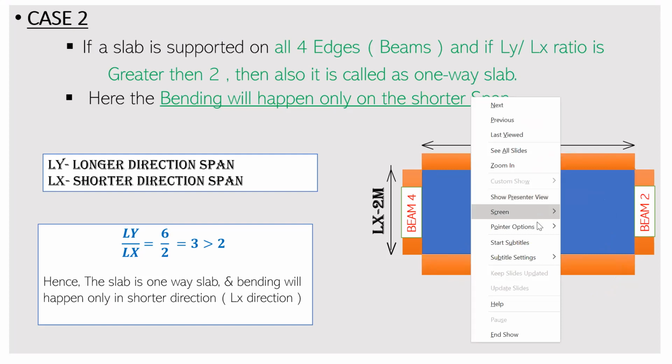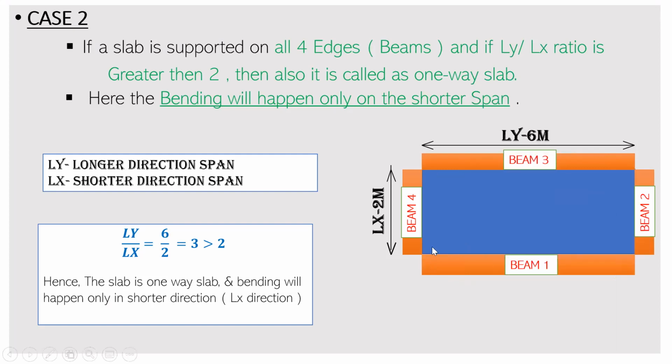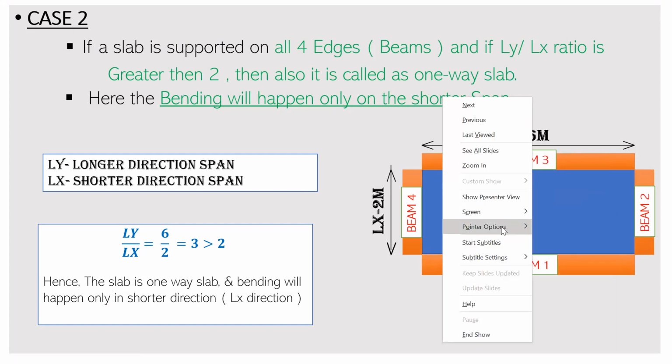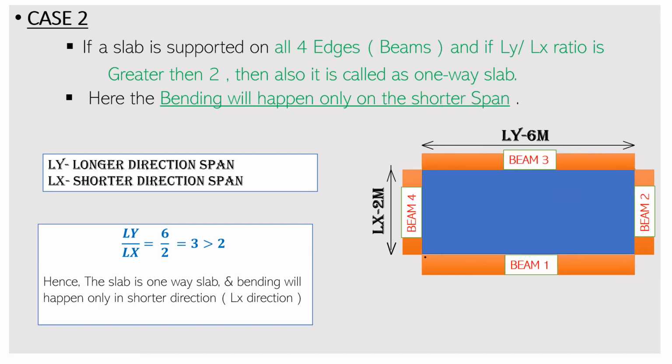So on this, here what happens, a slight bending will happen, only this much amount of bending, whereas the entire middle portion will be straight. Again a small bending will happen. So this is a kind of bending that happens in the y direction, whereas on the shorter span, that is Lx, this is a kind of bending that is going to happen.